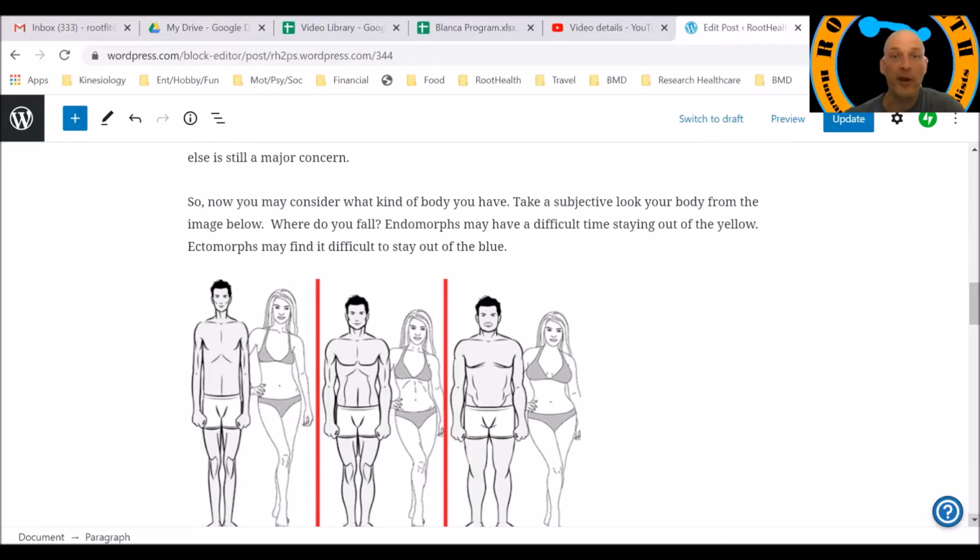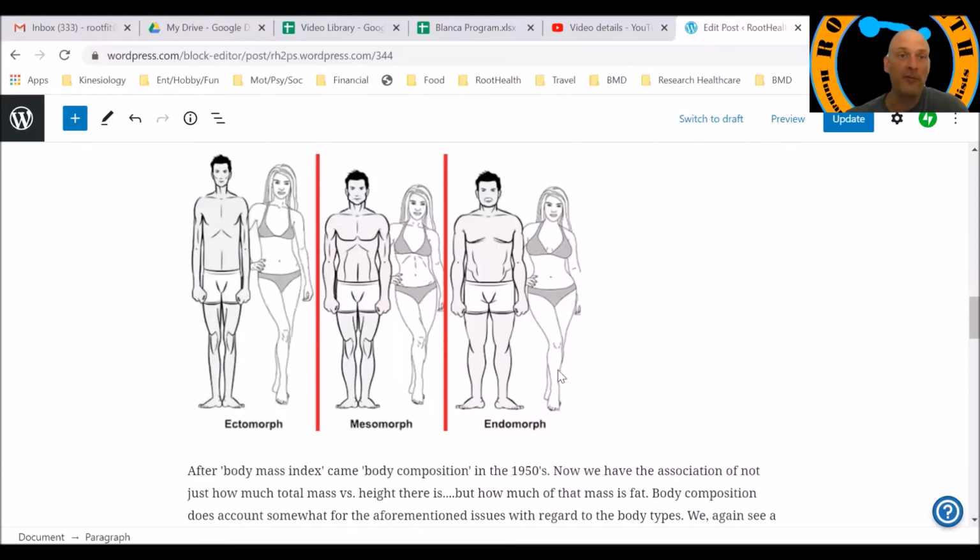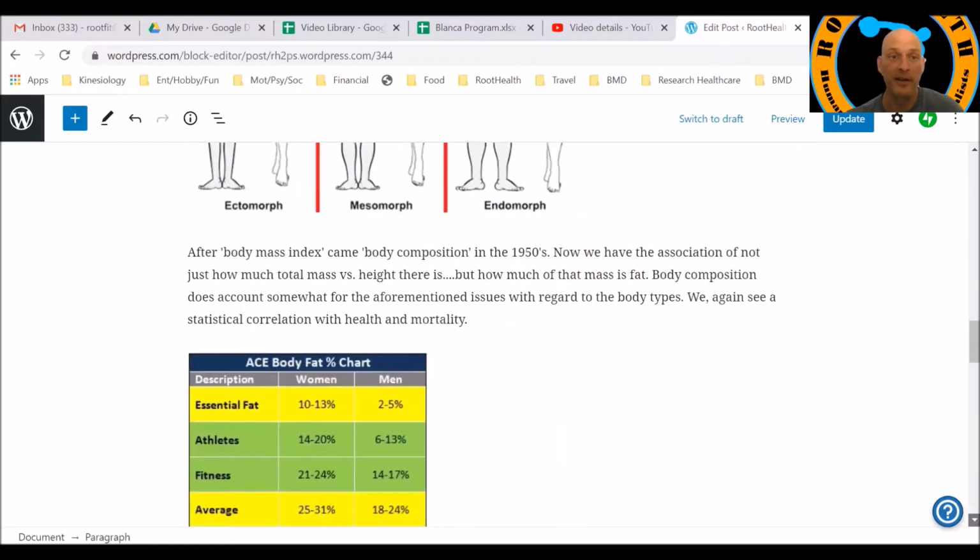So now you may consider what kind of body you have. Take a subjective look at your body from the image below, this one, and see where you fall. Endomorphs, these people over here, may have a difficult time staying out of the yellow. Ectomorphs may find it difficult to stay out of the underweight area. So these people might statistically fall somewhere that's underweight, but that's really not the reality. They're really not underweight. And these people might find they're statistically slightly overweight, but in fact that's really just how the body type is.